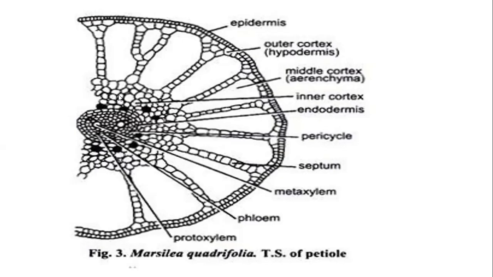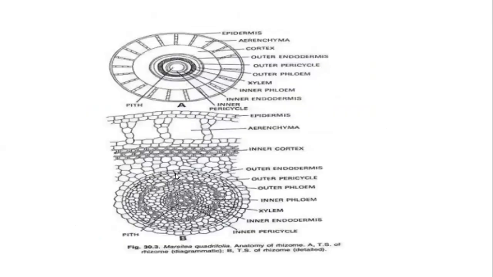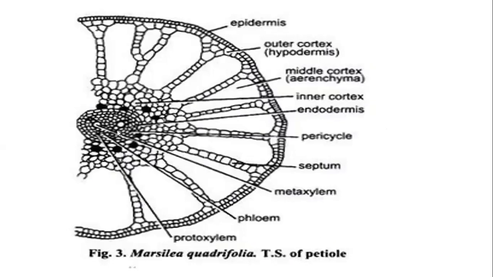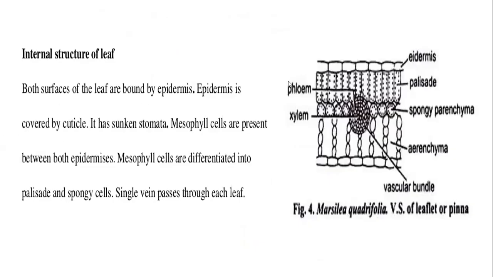Now, how are we differentiating the Marselia anatomy of the rhizome as well as the petiole? In the petiole, it is a simple protostelic condition, whereas the anatomy of the rhizome shows amphiphloic solenostele condition. Now, this is about the transverse section of the Marselia leaf. That is the leaflet when we talk about.